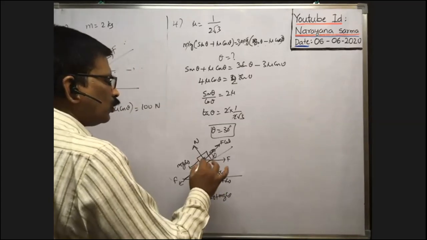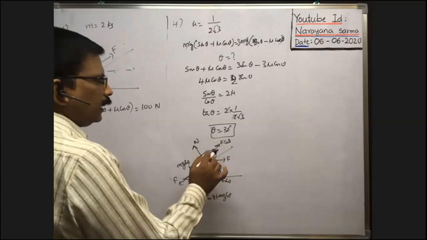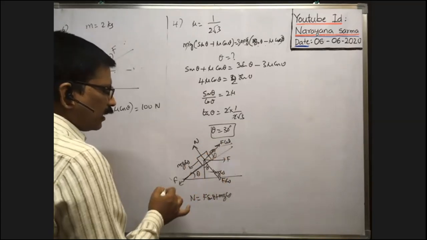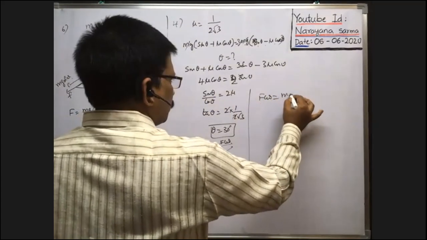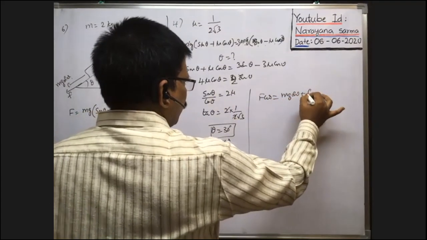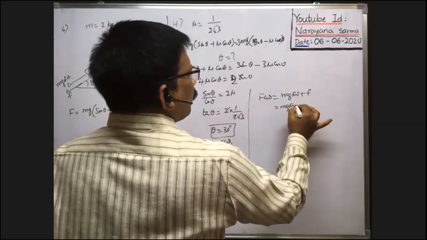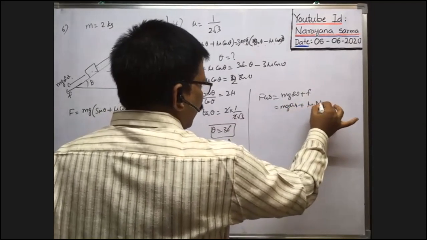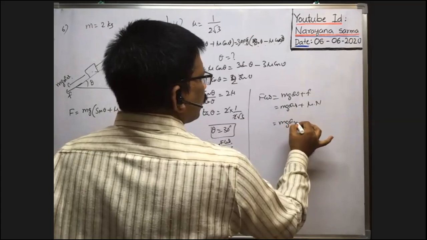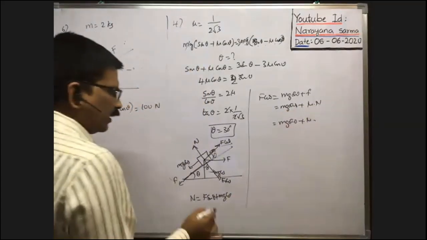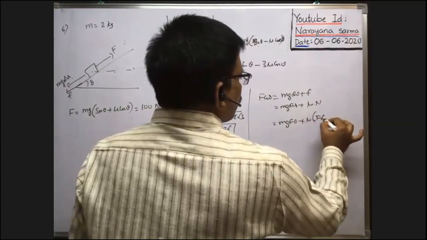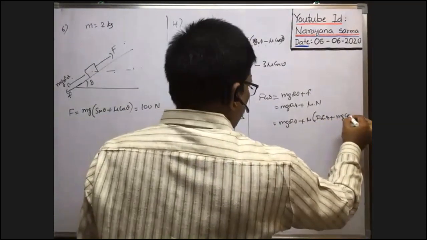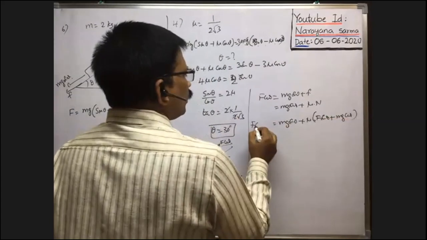Now, to move the block up the inclined plane, definitely f cos theta must be equal to the sum of these two forces. F cos theta is equal to mg sin theta plus frictional force F. Frictional force means mu into normal action. Mg sin theta plus mu into, what is the normal action here? Normal action is equal to this one, in this case f sin theta plus mg cos theta. This is equal to f cos theta.